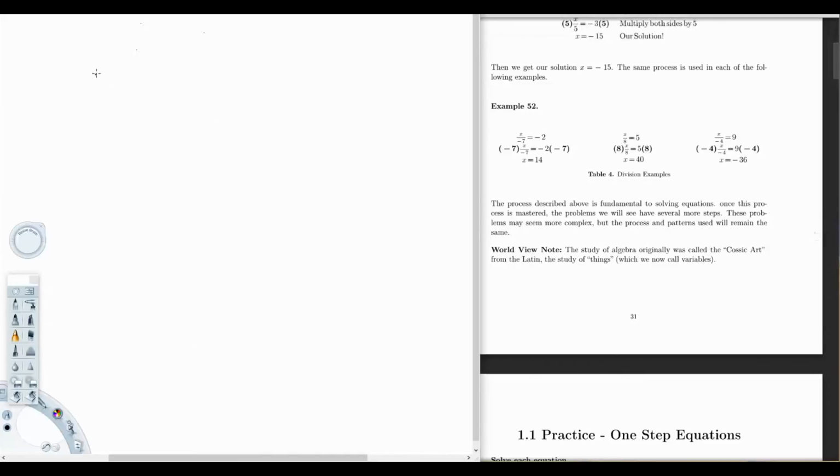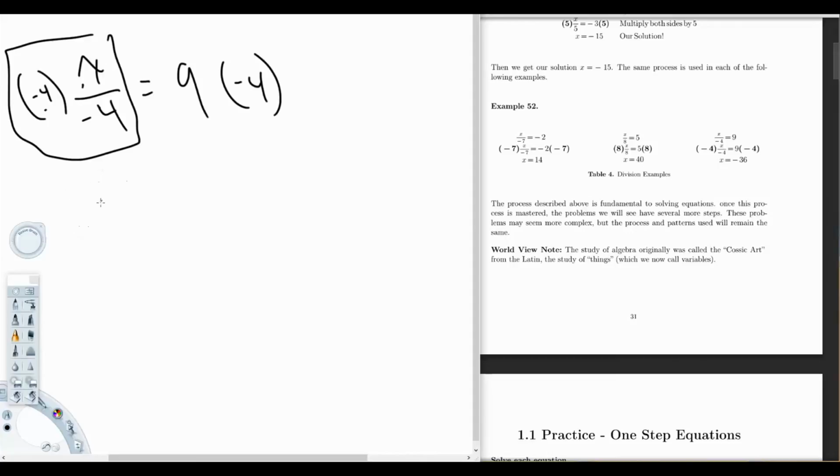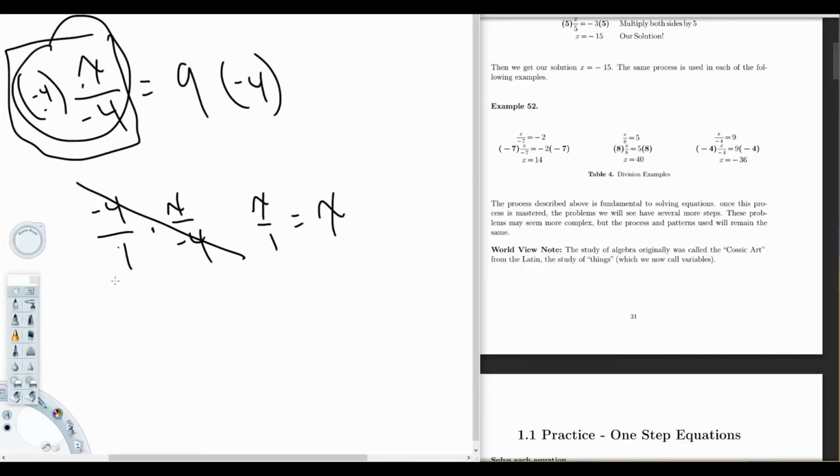Next problem. x over negative 4, a little tricky there, equals 9. So when you divide by negative 4, if you want to eliminate it, you multiply by negative 4, both sides. Just want to show you what's going on here. If you multiply by negative 4, it's really negative 4 over 1, right? Times x over negative 4. This is eliminated. You're left with x over 1. Anything over 1 is just that answer. So x equals 9 times negative 4 equals negative 36.